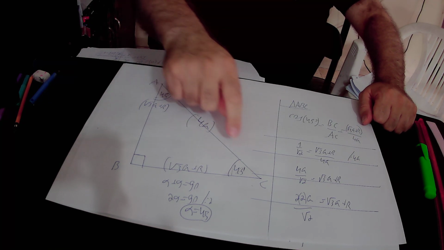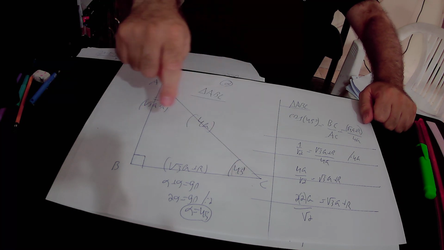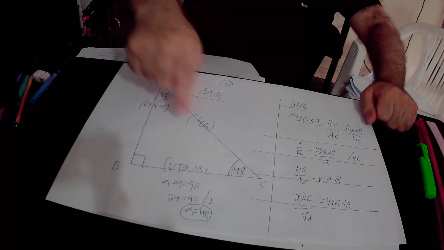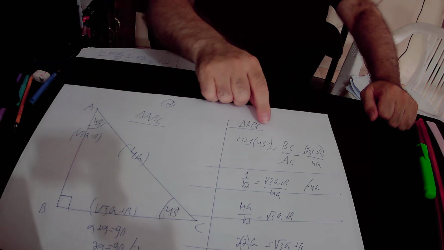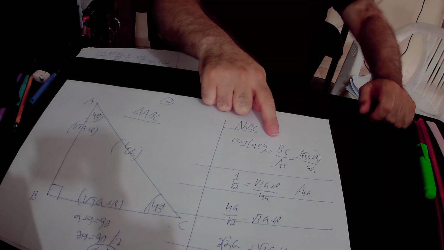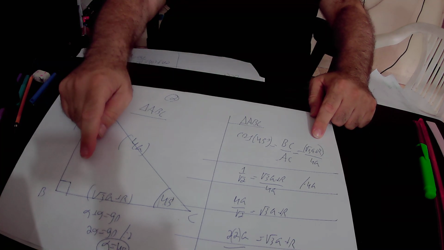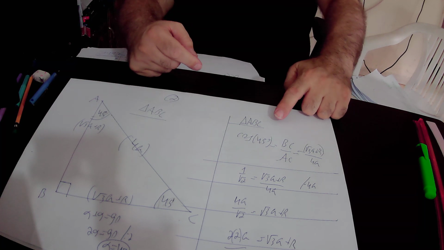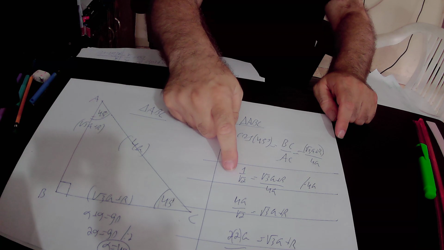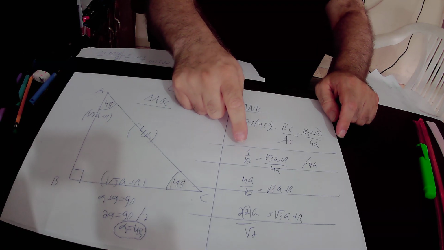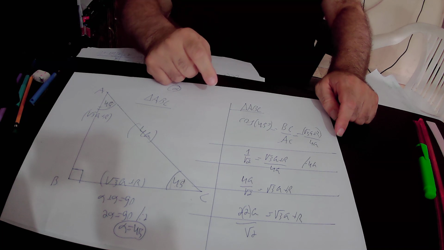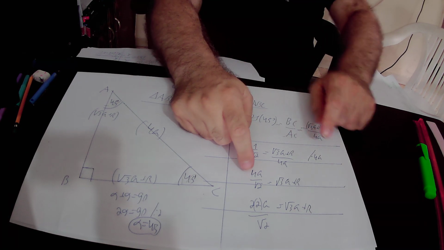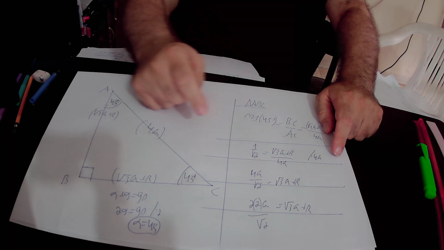In the right triangle ABC, cosine 45 degrees equals BC over AC. BC equals square root of 3 times a plus r. AC equals 4a. And cosine 45 degrees equals 1 over square root of 2, that is equal to square root of 3 times a plus r over 4a. Here we multiply this equation by 4a and we found out that 4a over square root of 2 equals square root of 3 times a plus r.